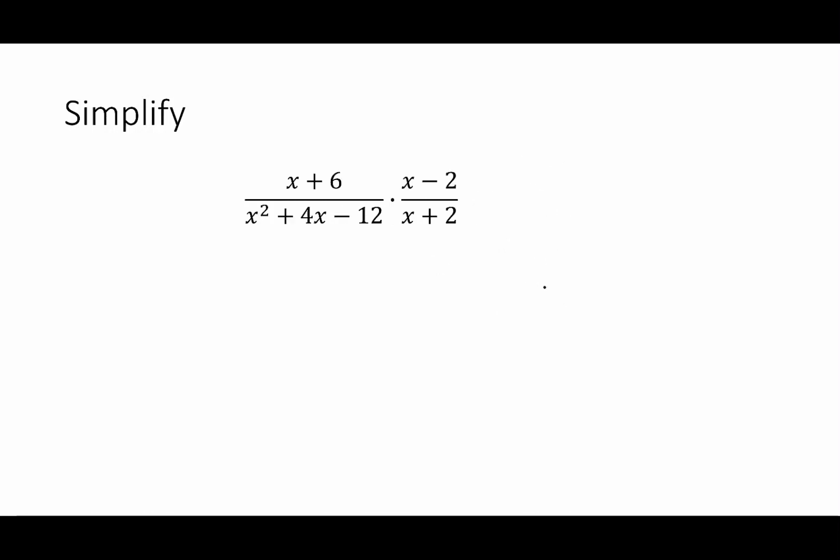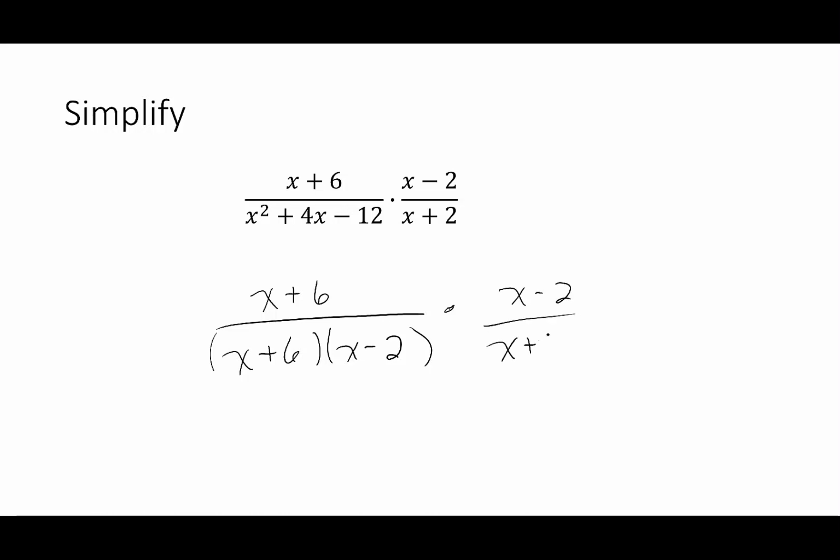Making that a little bigger, I have x plus 6 over x squared plus 4x minus 12 times x minus 2 over x plus 2. X plus 6 doesn't need to be simplified. X squared plus 4x minus 12 can be factored into x plus 6 and x minus 2. X minus 2 over x plus 2 was already in factored form, so now we're looking for common factors.